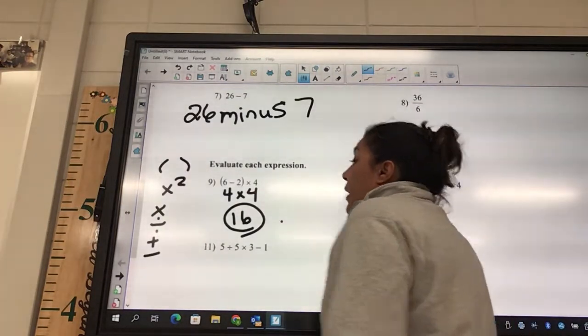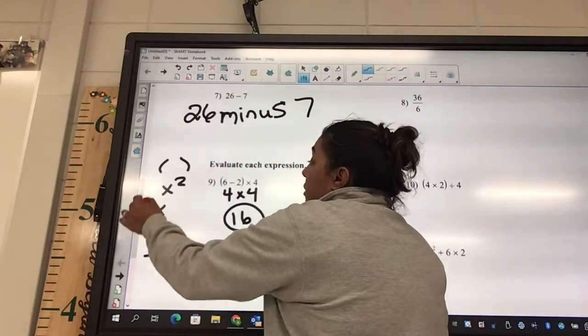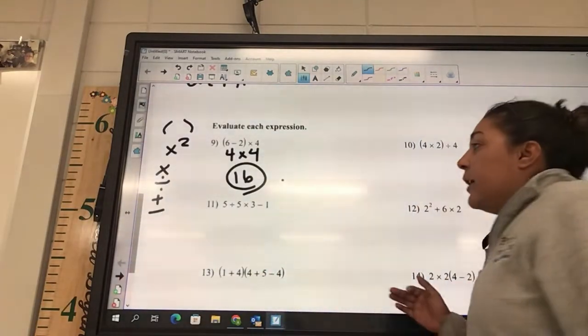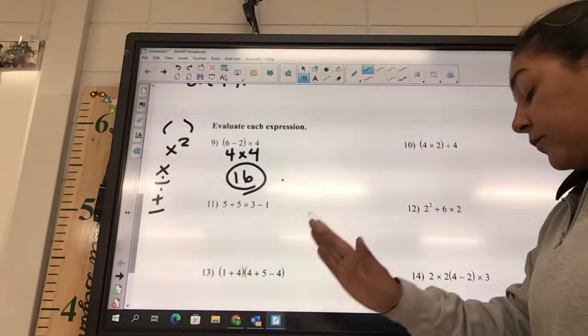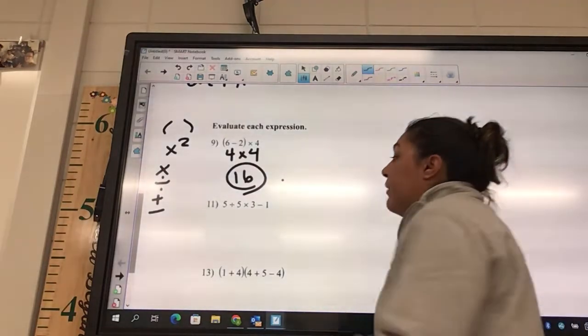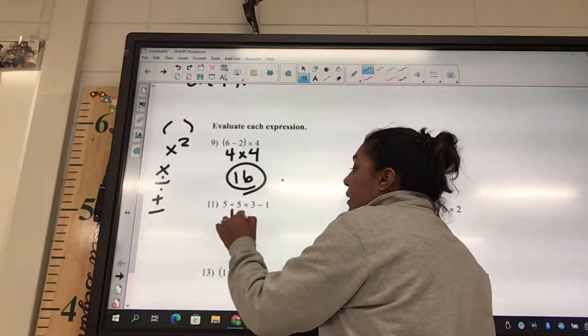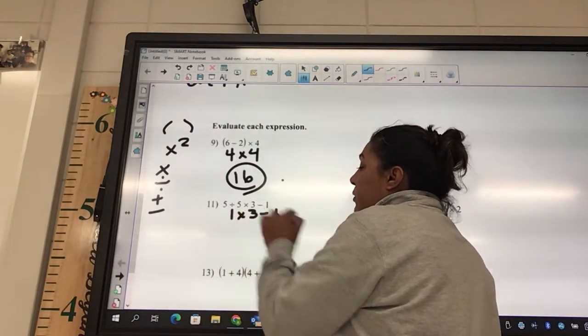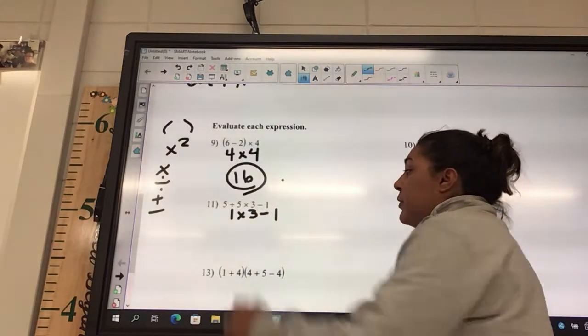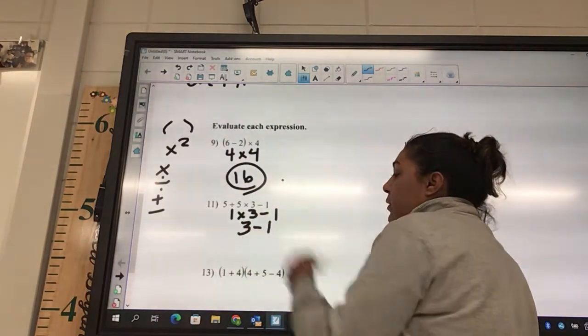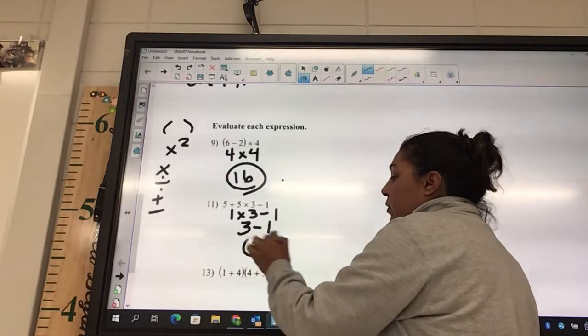So this one we got a lot of multiplication and division, and so you can do multiplication and division in a single line order. So 5 divided by 5 is 1 times 3 minus 1. Well, 1 times 3 is 3, minus 1 is going to give you 2.